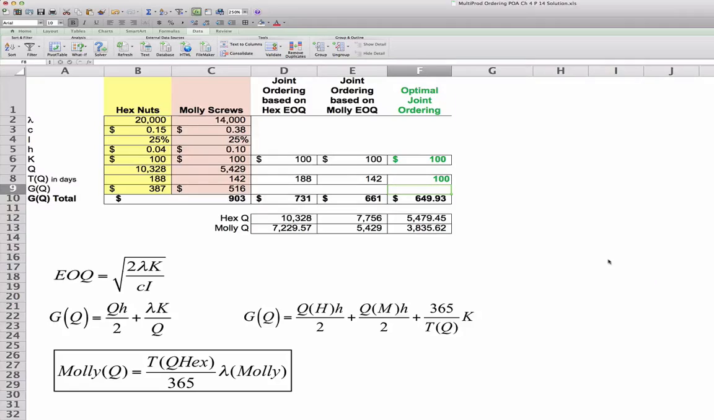I'll just click on solve and we get a solution that we should place an order every 113 days. If that's what we do, we would be ordering 6,202 units of hex nuts at a time and 4,341 units of MOLLE screws at a time. Doing so would actually cut down our total costs really significantly if we compare it to the initial scenario. And again, that's because we're able to dramatically lower our order placement costs as we combine orders for the two products into single order placements.